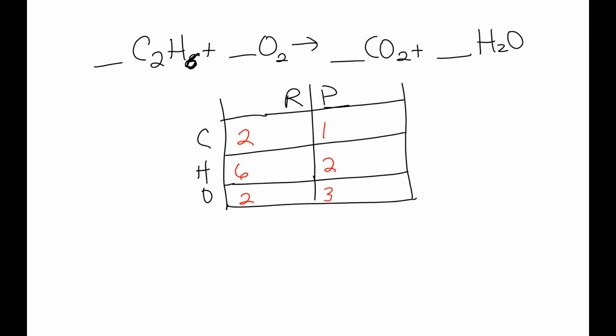Well, let's balance the C's first. Since we have 2 on the left, we're going to have to put a 2 here. So that gives us a 2 here. Now let's balance the H's. We have a 6 there, so we need 3 in front of here to make that a 6. Now let's count our O's. So we have 3 O's and 4 O's.